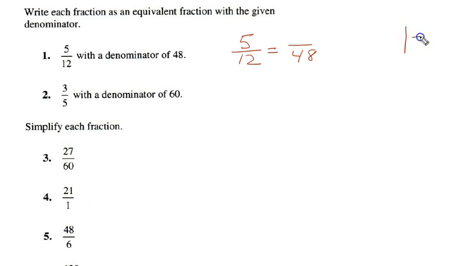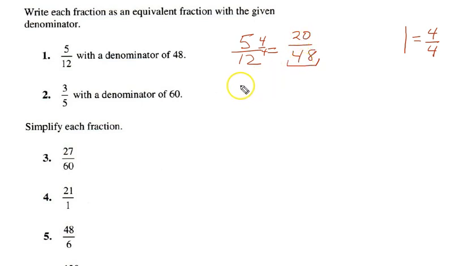For instance, if we said 4/4, that's 1. And if we use this form of the 1, 4/4, when we multiply our denominator, we get 48. When we multiply our numerator, we get 20. So our equivalent fraction with a denominator of 48 of 5/12 is 20/48.